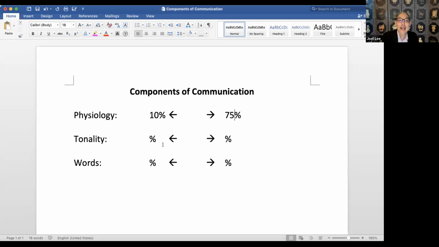Let's go to tonality. We have 50% for tonality. Who's got lower than 50%? 20%. Anyone lower than 20%? 15%. We've got 15% going once, 15% going twice. 12% going twice, going once. Anyone lower than 12? 10%. This is like an auction. Folks, you don't get a prize. Okay, 10% for tonality.